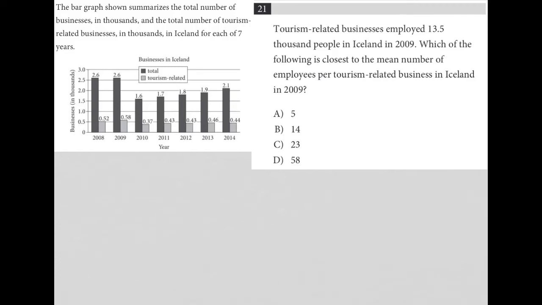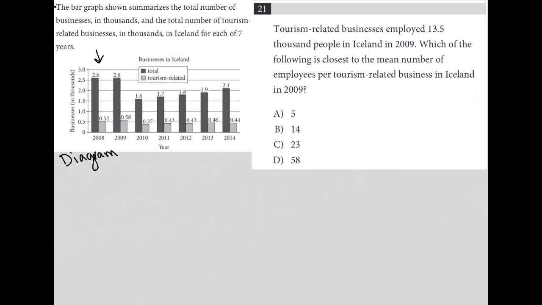So this question is a diagram question. I say that immediately because I see this bar graph here. This information here is what's provided by the test prior to question number 21 and 22. It says the bar graph shown summarizes the total number of businesses in thousands and the total number of tourism-related businesses in thousands in Iceland for each of 7 years.